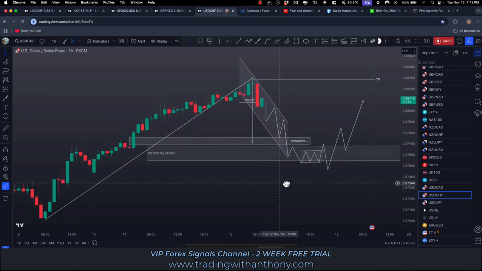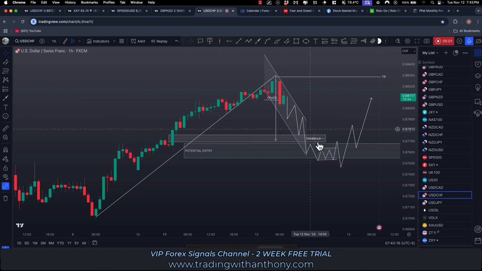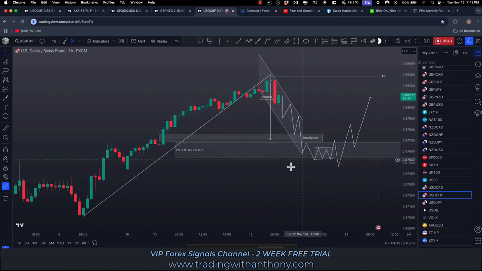Okay, guys, so that's my take on the dollar Swissy. I'm bullish if we get this pullback and we see it rotate.